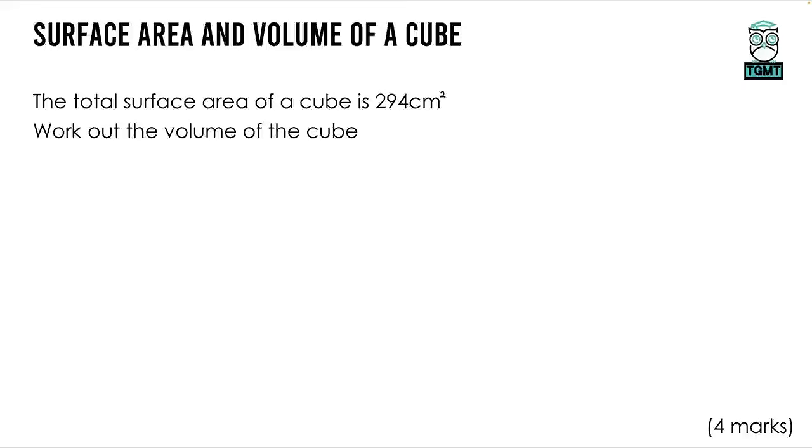Okay, so looking at surface area and volume of a cube. Now this question says the total surface area of a cube is 294 centimetres squared.